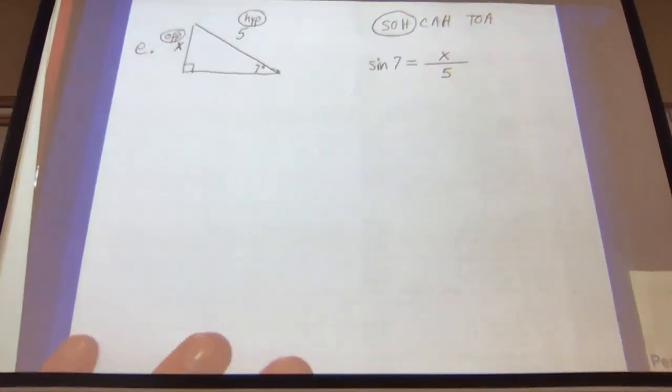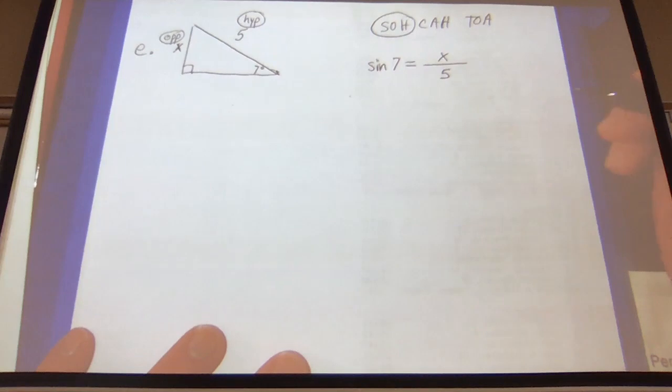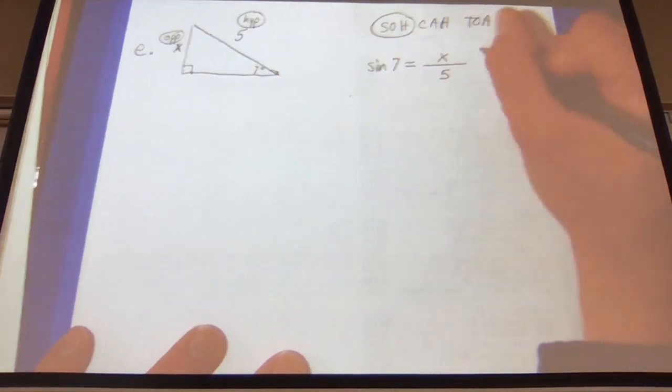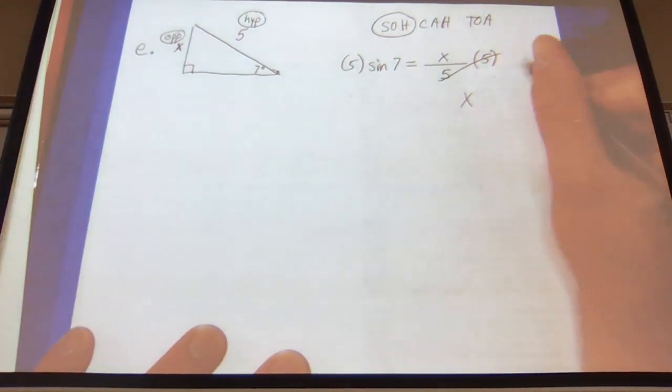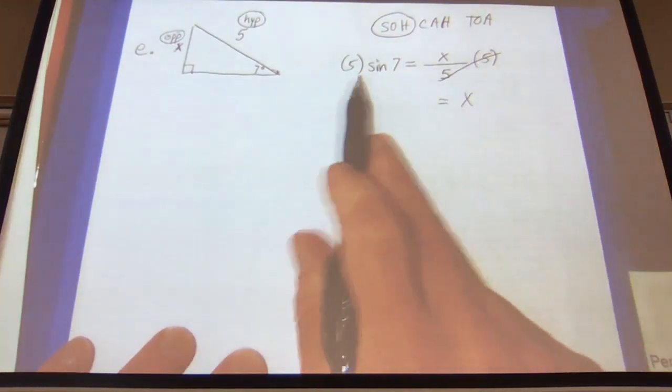Okay, let's take it from there. We want to get the x all by itself. What would you do to both sides? Multiply by 5. Those reduce down to 1, leaving you x. This we can put in our calculator.